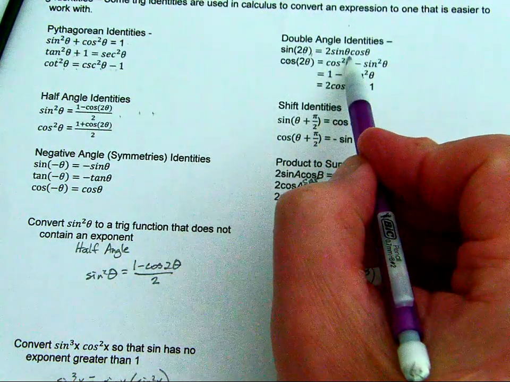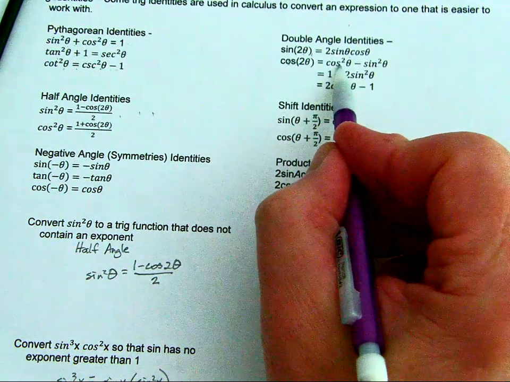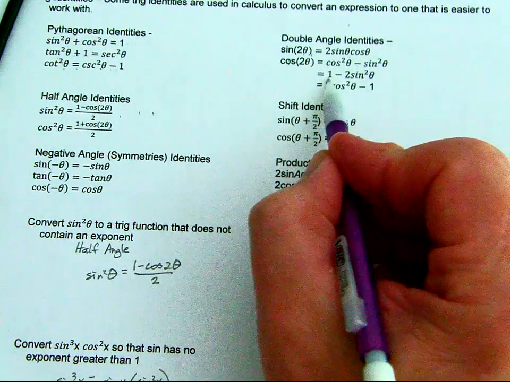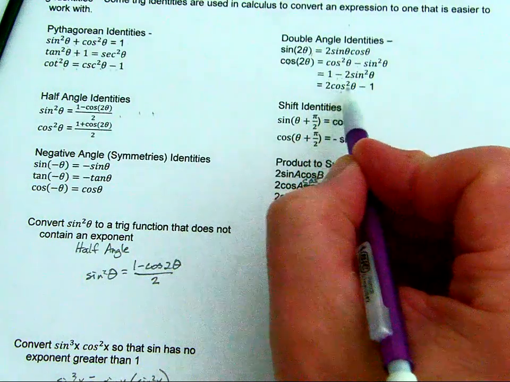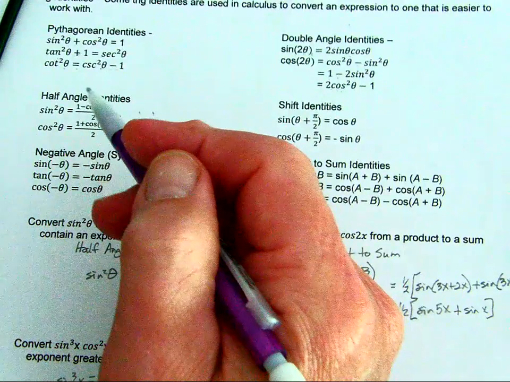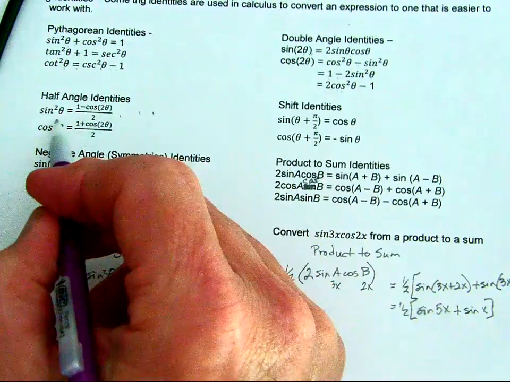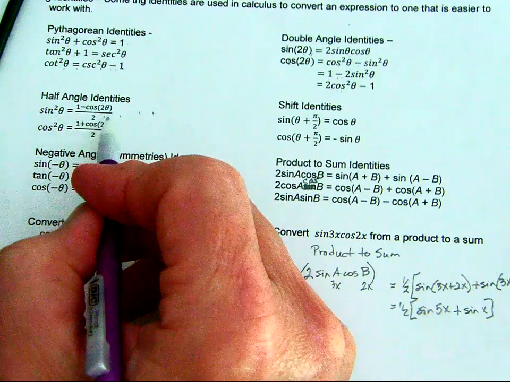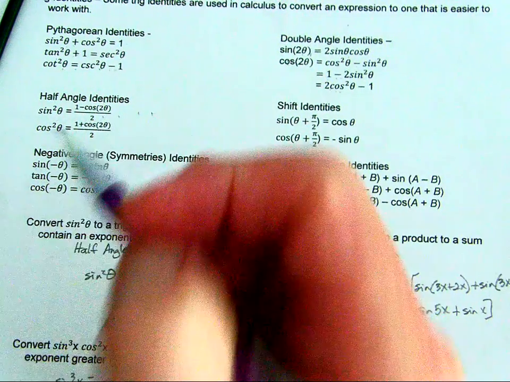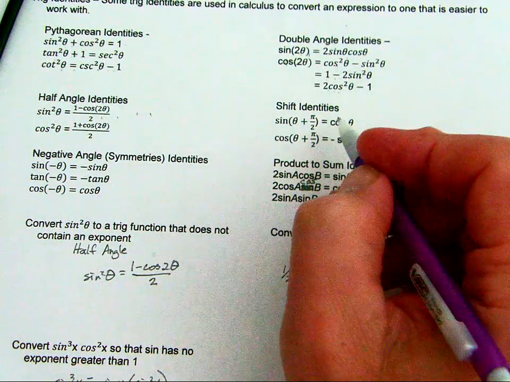So like the double angles, the sine of 2 theta is 2 sine theta cosine theta. Cosine 2 theta, there were 3 possibilities: cosine squared minus sine squared, 1 minus 2 sine squared, and 2 cosine squared minus 1. I didn't include the tangent ones because I don't see those come up much in calculus. Half angle, if you just take those and solve for something like sine squared, it's 1 minus cosine 2 theta over 2, cosine squared is 1 plus cosine 2 theta over 2.